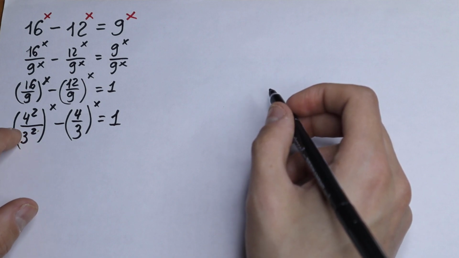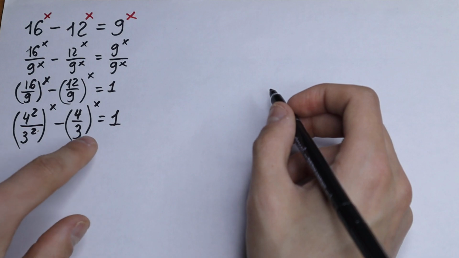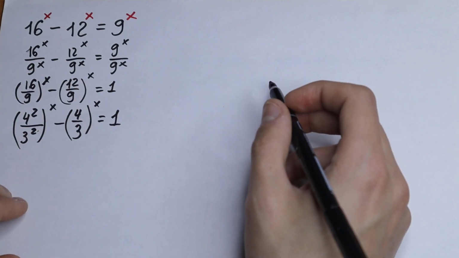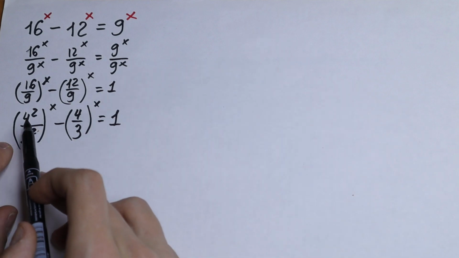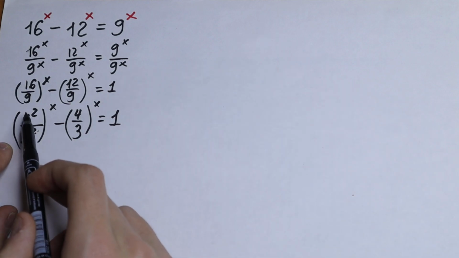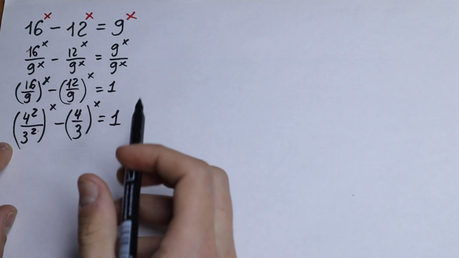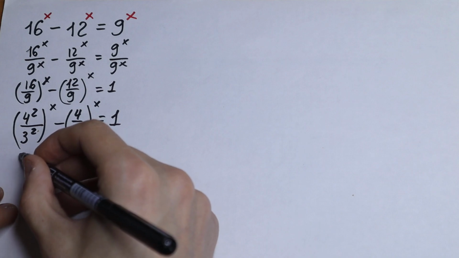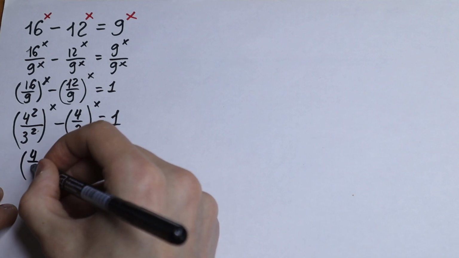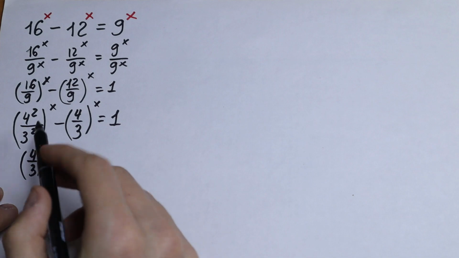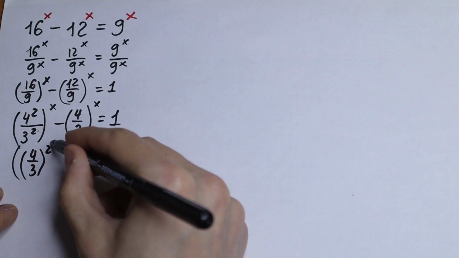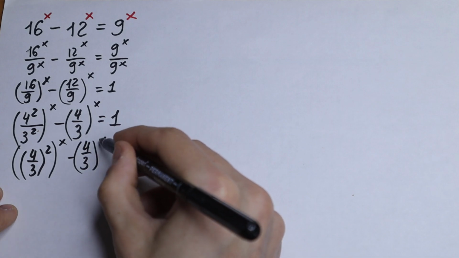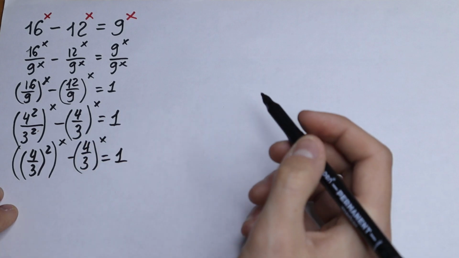Right here we write our 16 and 9 using squares, and right here we divide numerator and denominator by 3. So what are we going to do next? Let's use the same logic right here. Let's write this 4 over 3 all raised to the second power. We can use this because we use this rule right here as well. So we will have 4 over 3 raised to the second power, and of course we need to raise to the power x, minus 4 over 3 to the power x, equal to 1.